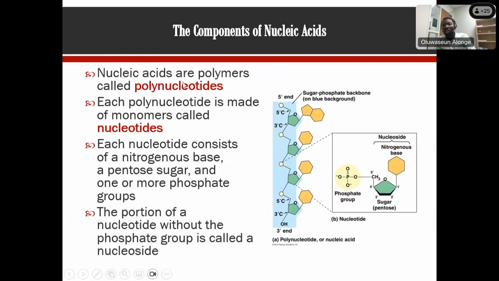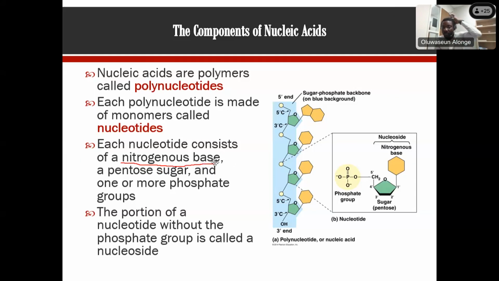Now, nucleic acid, what is the polymer? What is the monomer of nucleic acid? The monomers for nucleic acid are called nucleotides. What makes up a nucleotide? A nucleotide is made up of, number one, nitrogenous bases, which will be adenine, guanine, cytosine, uracil, and thymine. RNA doesn't drink tea, so RNA doesn't have thymine. RNA doesn't like T, RNA only likes U. So RNA has uracil, it doesn't have thymine.